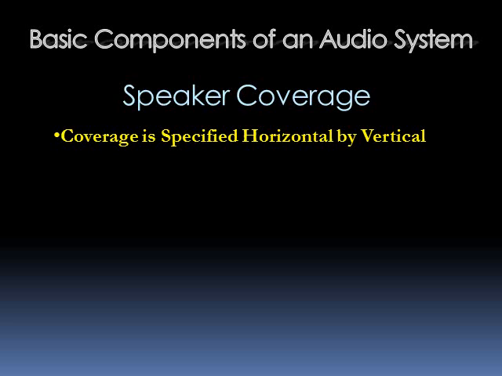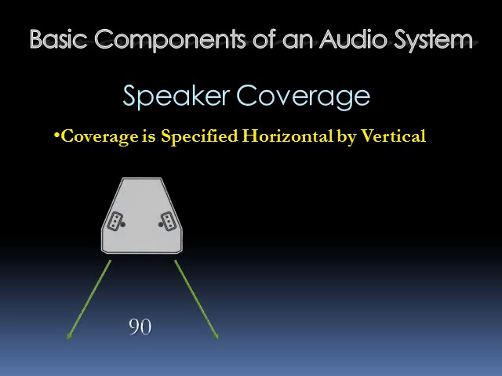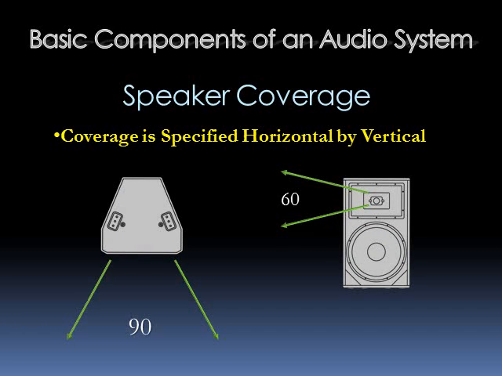When you're setting up and positioning, the coverage is specified by horizontal and vertical. So most speakers are 90 by 60. And basically, if you were looking from the top of the speaker down or from the bottom up, it would be 90 degrees. If you're putting a speaker on a stand, the easiest way to figure this out, stand directly behind it, 45 degrees to the left and 45 to the right, and that's your coverage area. The vertical, it just being 60 degrees in this example, is how high or low it's going.